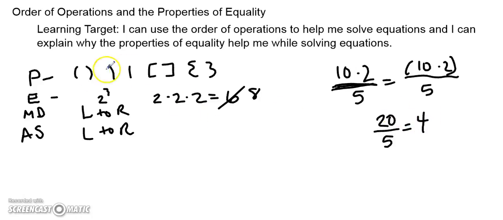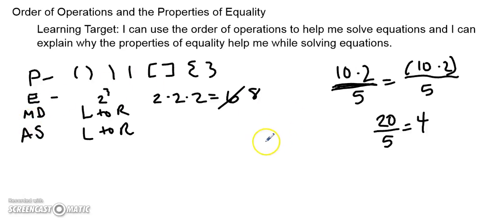So let's go back to our order of operations here. I started first with the parentheses. Within the parentheses, I did my multiplication. Once I got the answer to that problem, I actually did the division that was involved with it.